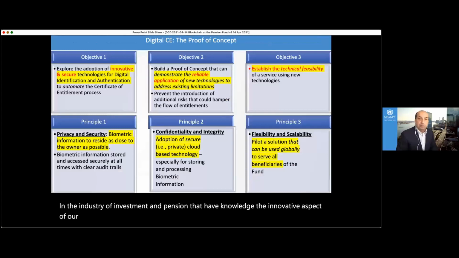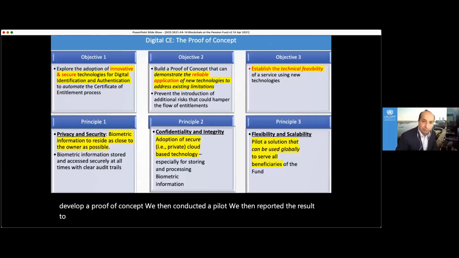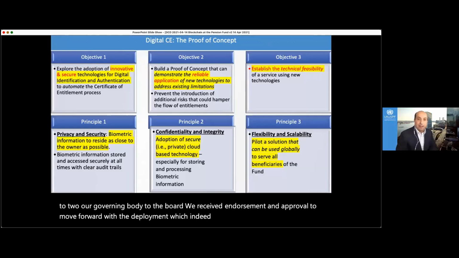So just to give very brief details about how we went about it. We first developed a proof of concept. We then conducted a pilot. We then reported the result to our governing body, to the board. We received the endorsement and the approval to move forward with the deployment, which indeed was implemented at the beginning of this year in January. Fundamentally, these are the elements of the proof of concept.